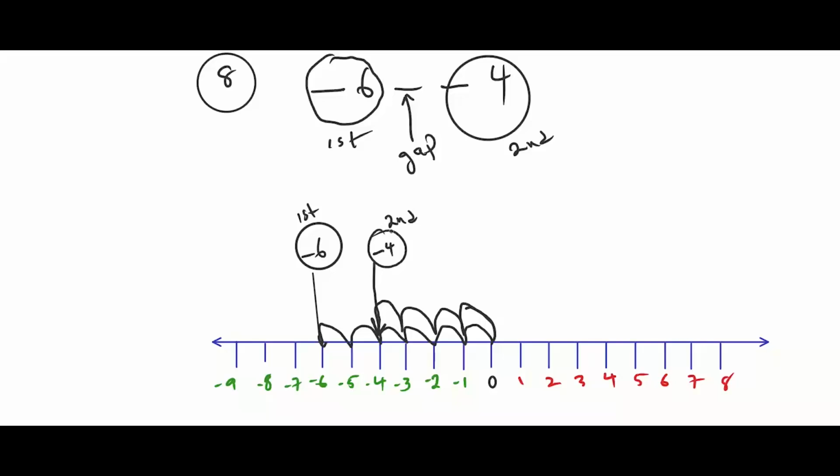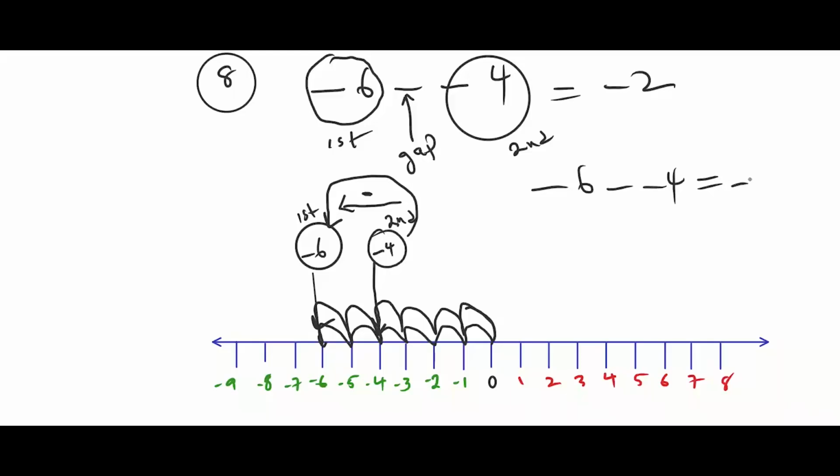So since we want to get the difference, I want to move from this place to this place. That will give me my difference. Obviously, it's going to be negative. Why? Because of this direction. That means I'm moving backward like this, and that will be negative. So let's go to -4 and let's count. We have 1 and 2. So that is -2. Okay, so that means -6 minus -4 is going to be -2.